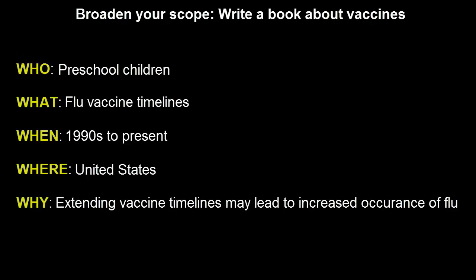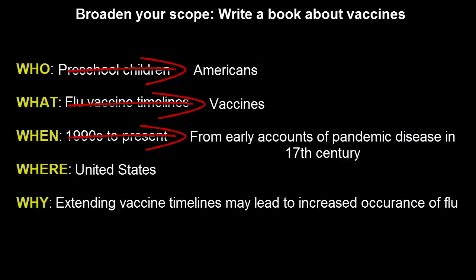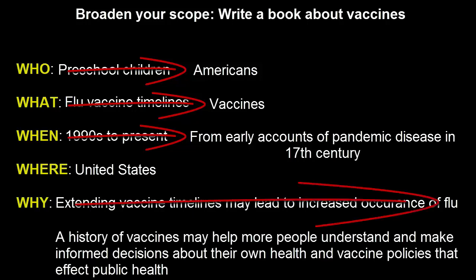You can also use the 5 Ws to broaden the scope of investigation to fit your task. If your task is to write a book on the history of vaccines in the U.S., you could change the criteria in this way. Preschool children becomes Americans, vaccine timelines becomes vaccines, and you'll want to extend the timeline back to the first recorded instances of pandemic illness in the U.S. We're still talking about a single country, so we'll leave United States, and the purpose of our investigation becomes broader.